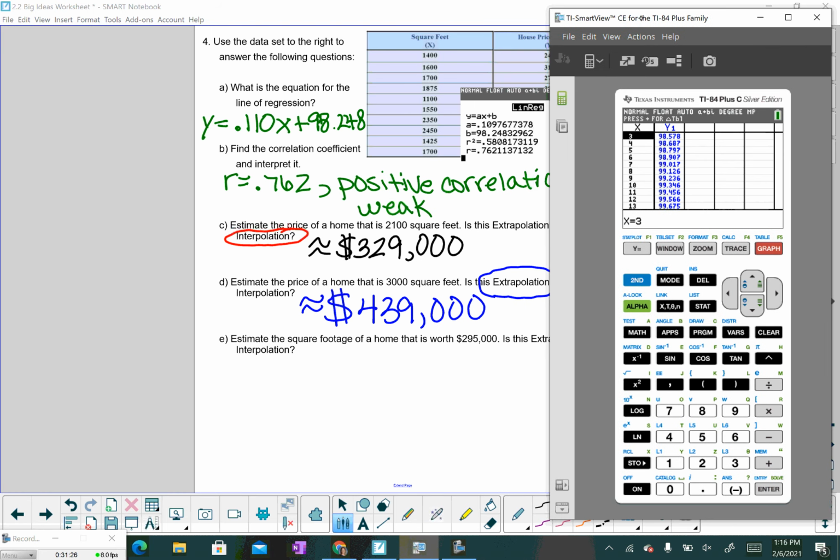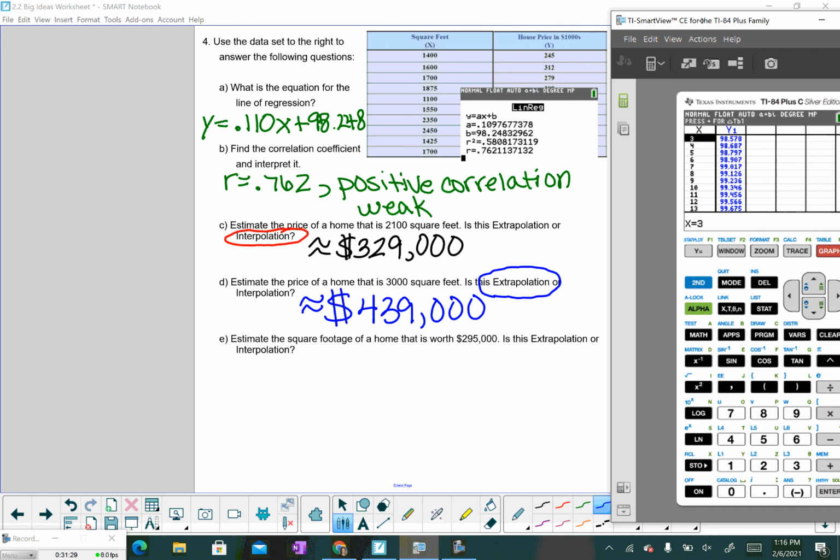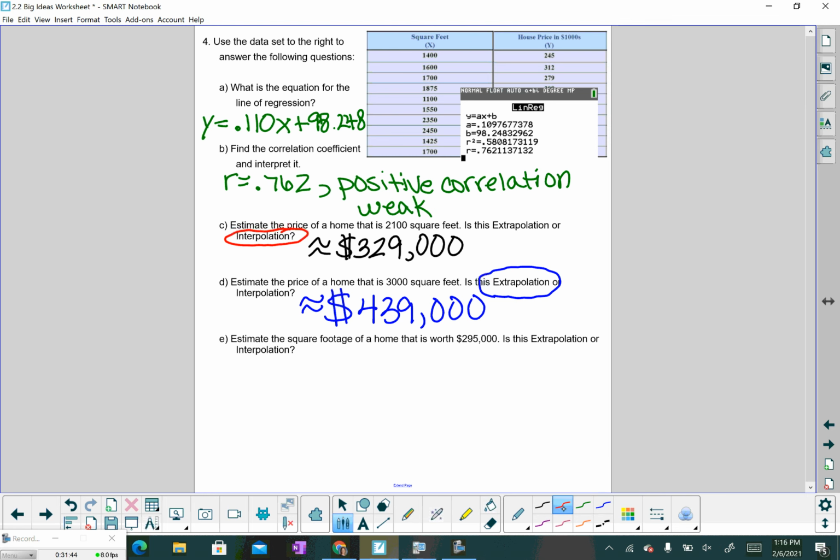All right, so the last problem is we are trying to estimate the square footage of a home that is worth 295,000. So there's a few different ways to do this. One way is you could trace values on the graph itself. The other way is with the table of values. Now here, if we know the home value is 295, that means we're given the y, and we're looking for when y is 295. The square footage is our x, so we're finding the x that goes with that.